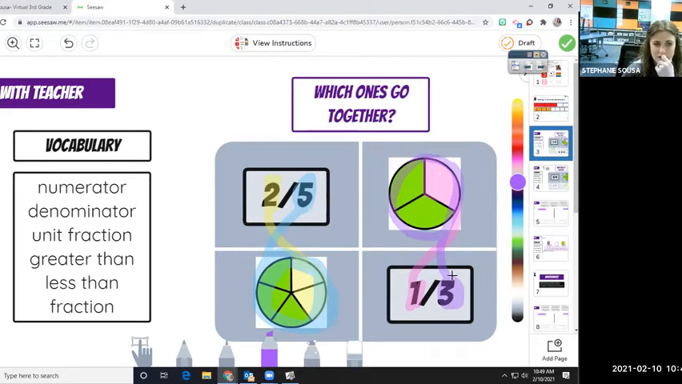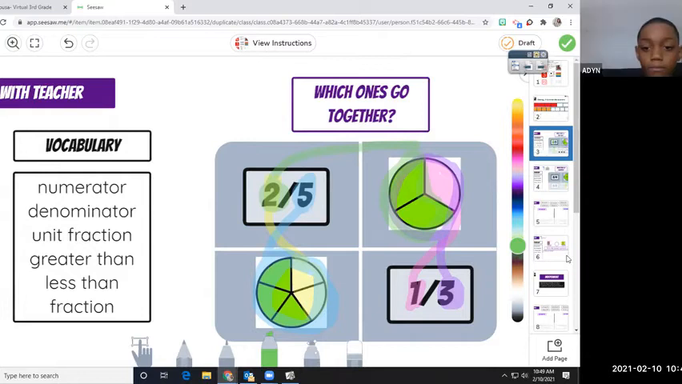Okay, very good. I also see a connection here that this has a numerator of 2 and this has a numerator of 2 pieces shaded. Lots of connections here, lots of different ways to put these together. Aiden Hampton, do you see another? Can't hear you, Aiden.